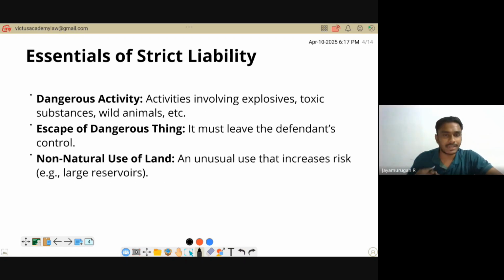Okay, so what are those elements? First, the person, the tortfeasor, must be carrying out an activity which must be dangerous or hazardous. It's the first criteria. Second, there must be an escape of the dangerous thing. Third, there must be a non-natural use of land. Now, I'm going to correlate these elements with an example.